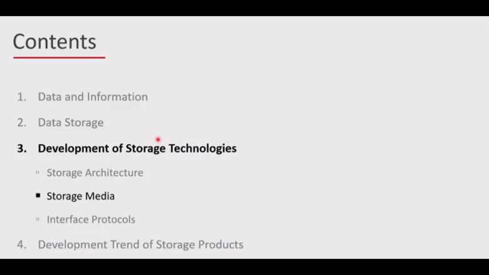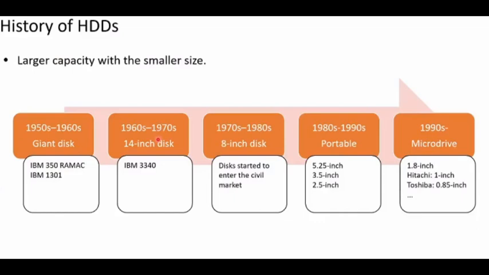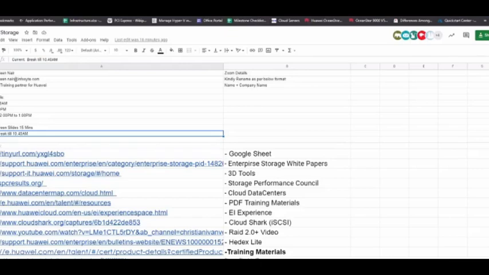All right, so that is the architecture of storages. Now we'll move into storage media. So media will start with hard disk drives. Hard disk drives basically tend to start from what they call the giant disk. So if you take this IBM 350 RAMAC, you put it into, let's say, Google.